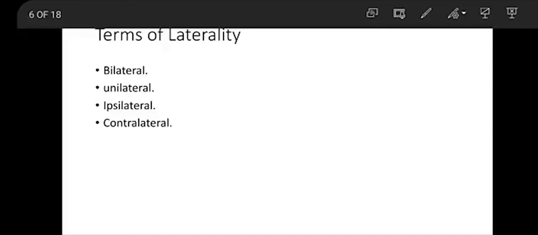Now we have another term which is known as ipsilateral, which means something occurring on the same side of the body as another structure. For example, the right thumb and the right great toe are ipsilateral because they both lie on the right side of the body. We have contralateral, which means occurring on the opposite side of the body relative to another structure. For example, the right hand is contralateral to the left hand.